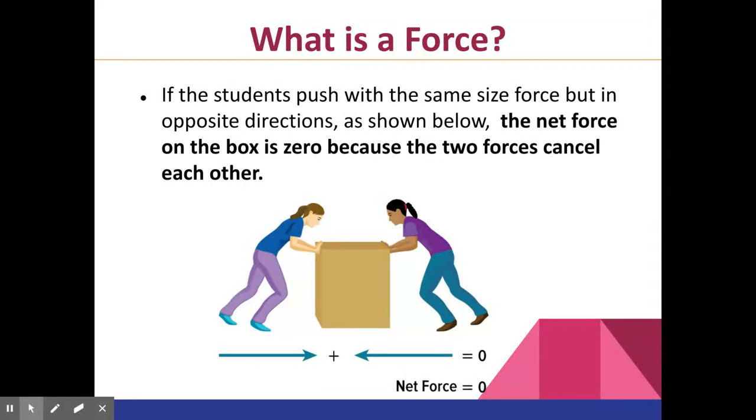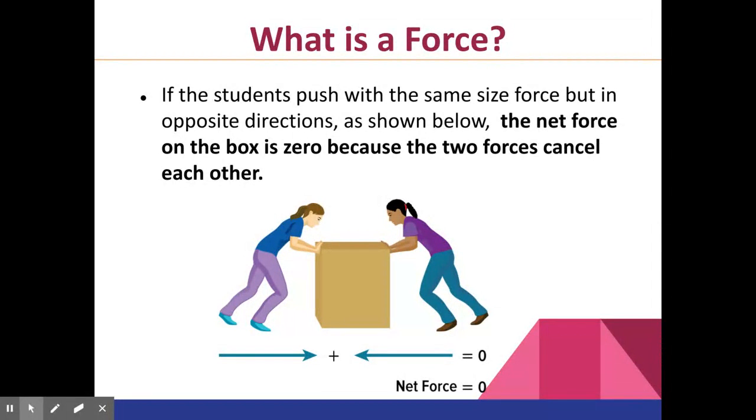Now, it is possible to have a zero net force. In this case, we've got two students who are pushing with the same size of force, but in opposite directions. Here we would have a net force on the box of 0, because the two forces cancel each other out. So you can apply a force, or a number of forces, to an object and not have it move. It's very possible.